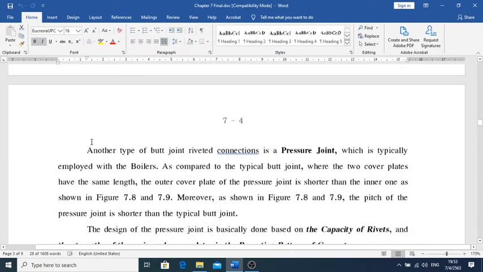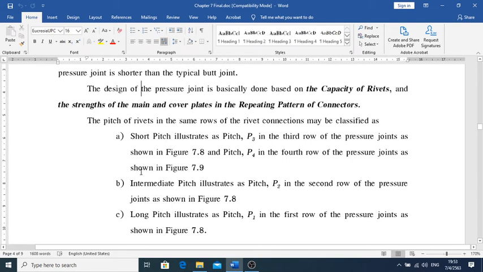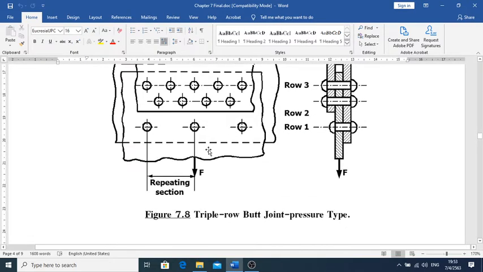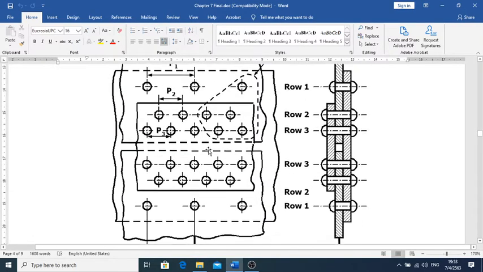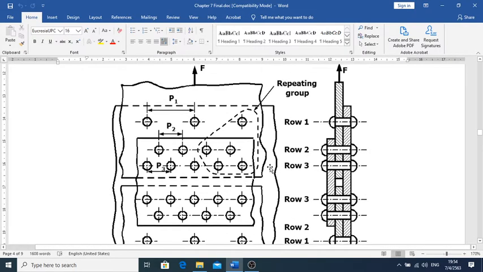Okay, and then this is another thing that we put on the design, these particular ones, 7.8 and 9 respectively, for a triple row. You may see it is very sophisticated when the cover plates are not equal to each other, for the top and the bottom cover plate there. See, the top is shorter and the bottom is not equal to it. So therefore, we have a repeating group there.